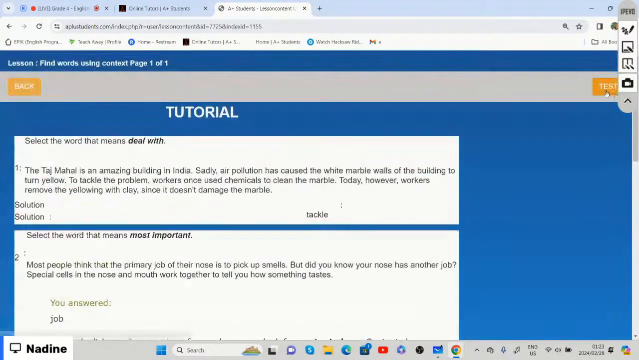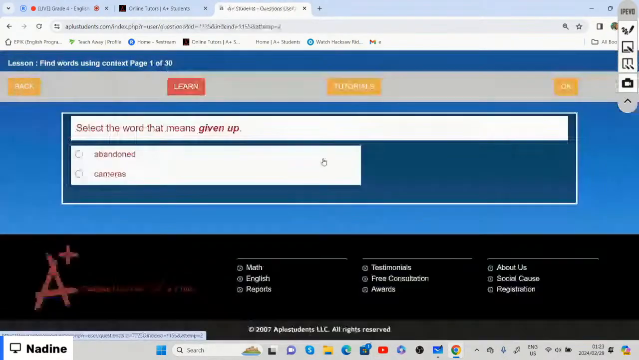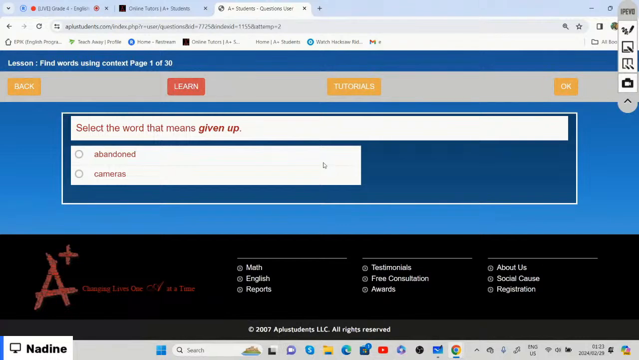All right, now we're going to our test. It says we need to select the word that means given up. The word that means given up. Does given up mean abandoned, or does given up mean cameras?